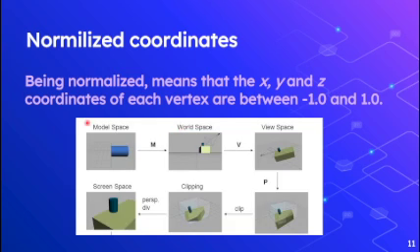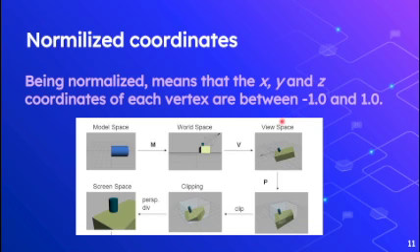There are 5 steps to normalize coordinates. The first step is the model space. It indicates the coordinates where an object starts. The second stage is the world space, where the object is located according to its position in the world. The third stage is the view space. Now the coordinates are seen from the point of view of the user.